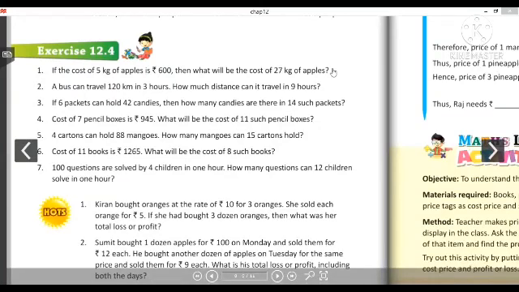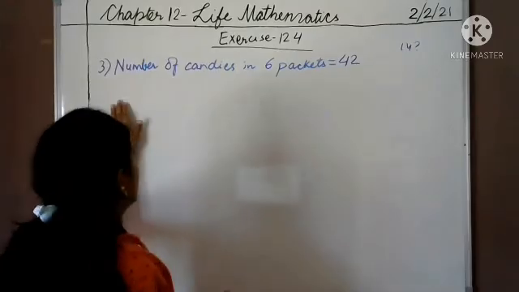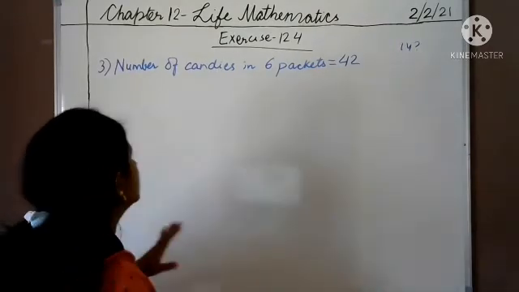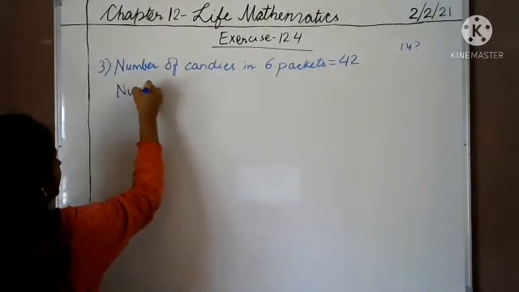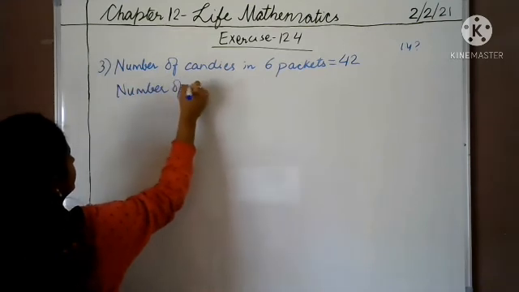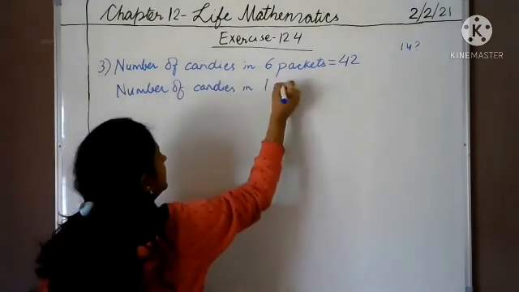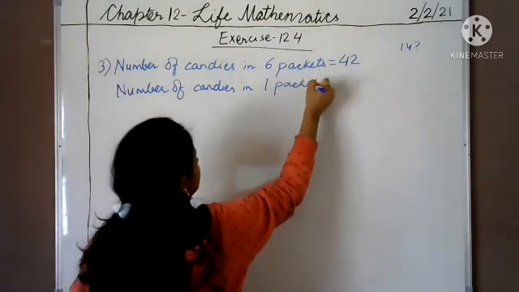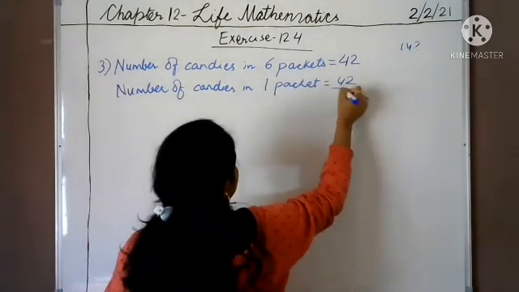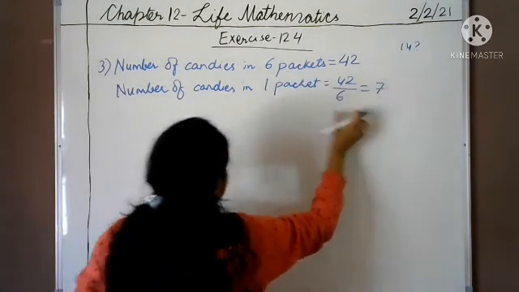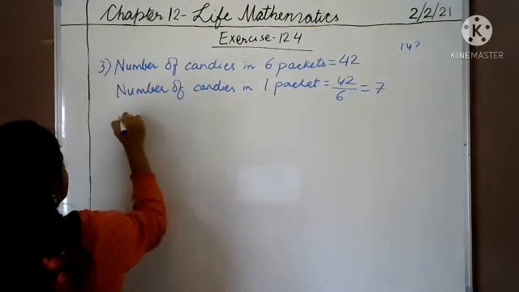Question number 3 says that if 6 packets can hold 42 candies, then how many candies are there in 12 such packets? So number of candies in 6 packets is 42. We have to find the number of candies in one packet. So 42 divided by 6 is equal to 7. So there are 7 candies in one packet.